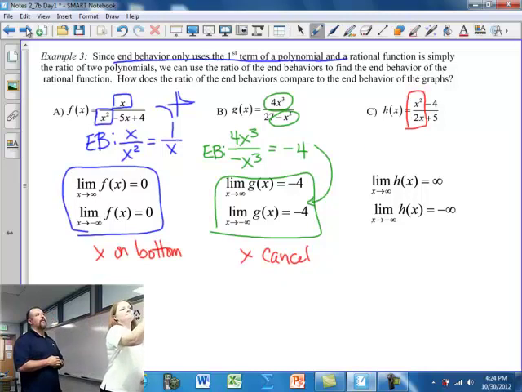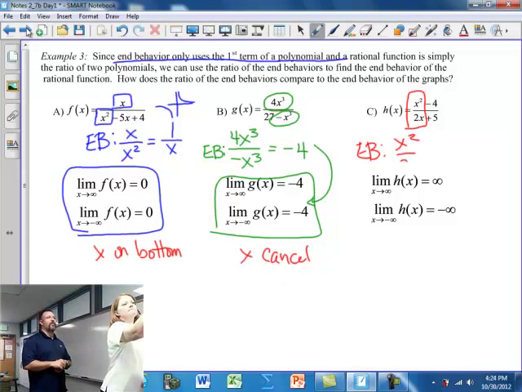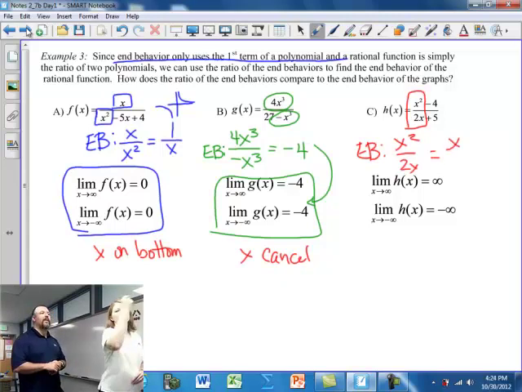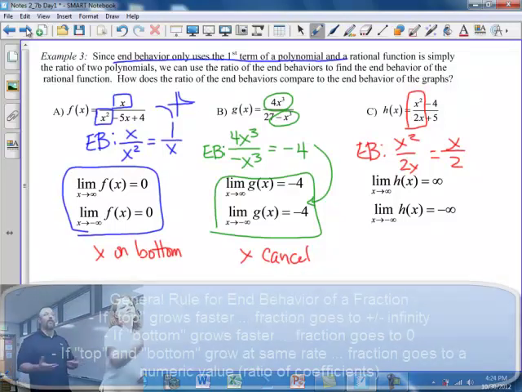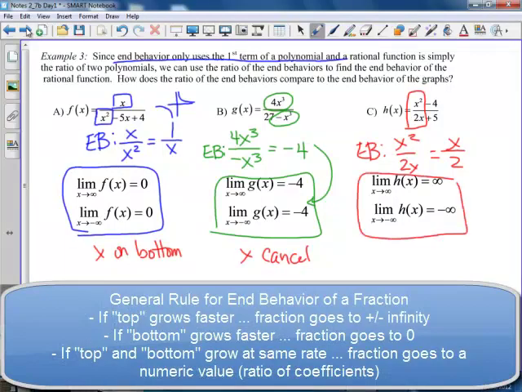Okay. But let's see this last one. We have an x squared over 2x for end behavior. So the top actually is growing faster than the bottom. And this reduces to x over 2. And as x gets really large, that fraction gets really large in the positive direction. And as x gets very negative, it will go to negative infinity.